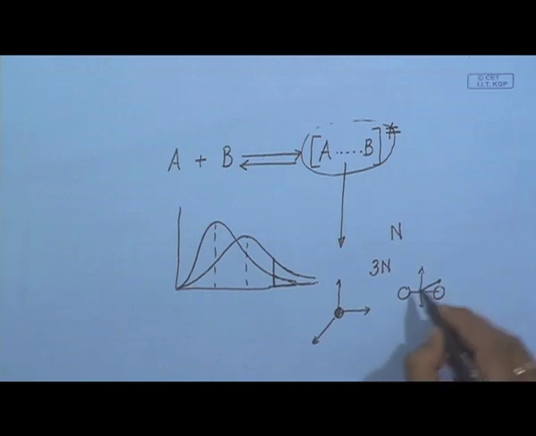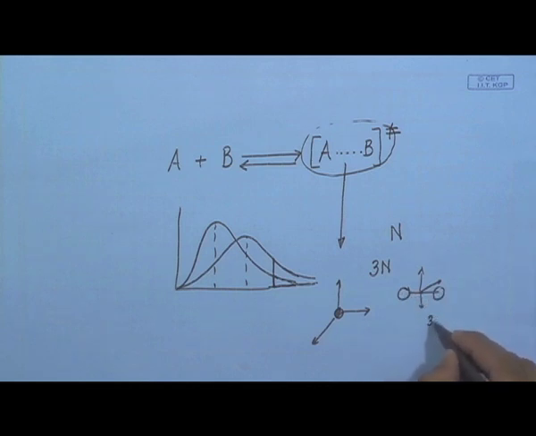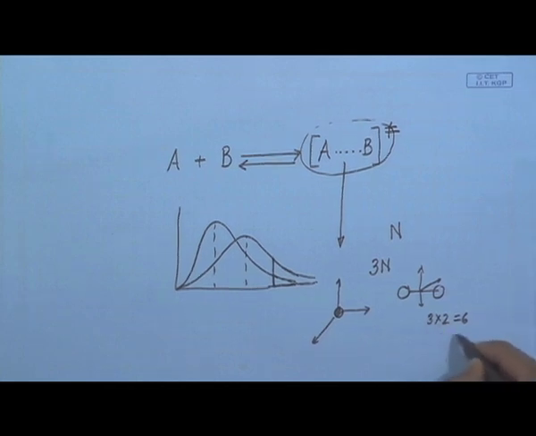Since this has 2 atoms, it will have 3 into 2, altogether 6 degrees of freedom, of which 3 will be translation. So, minus 3. That means you have rotation plus vibration equal to 3, of which let us try to find out how many rotational modes and how many vibrational modes are there.